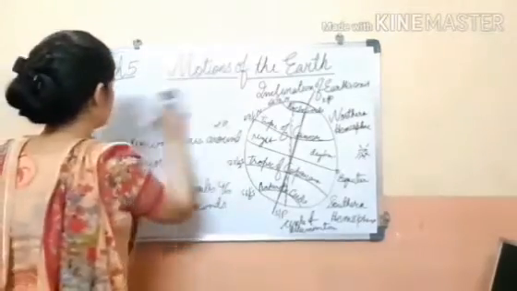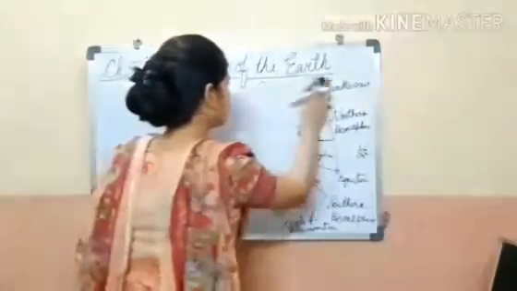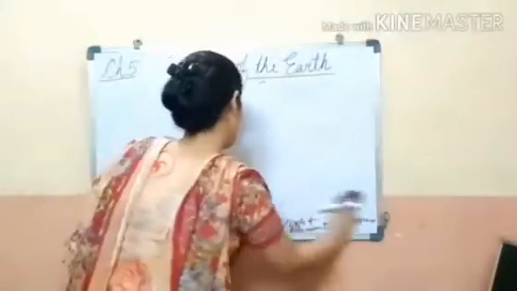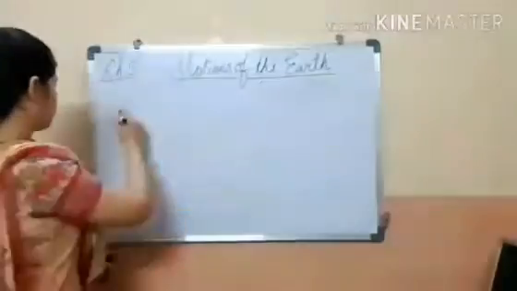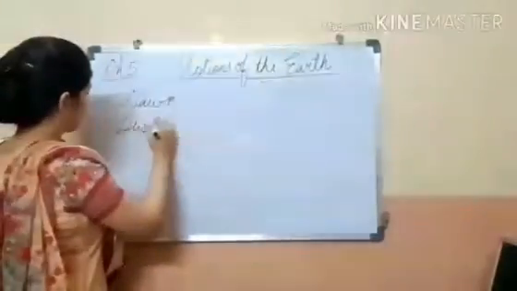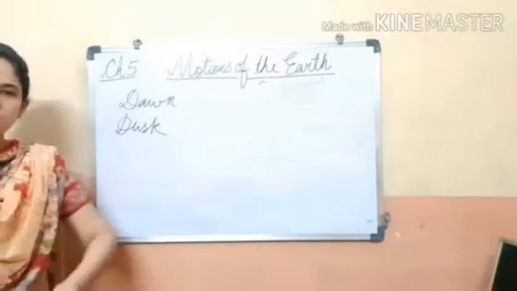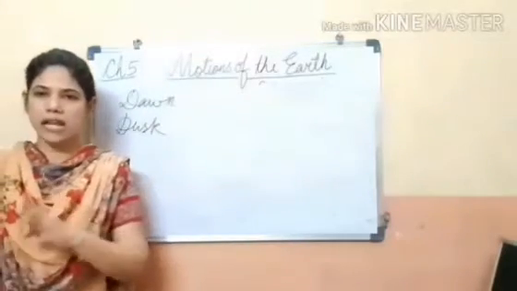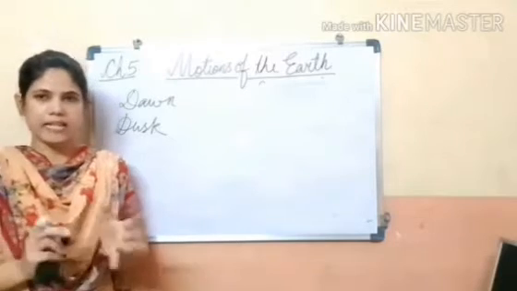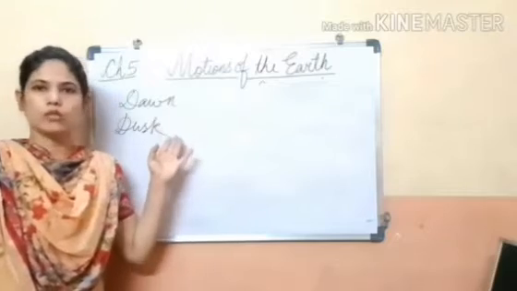Next words are dawn and dusk. You come across these words in your book. Now what is dawn and dusk? Actually it's twilight, we also say twilight. It's the time when the light of night diffuses with the daytime. Night and day diffusion is called twilight, and this occurs every day 2 times.